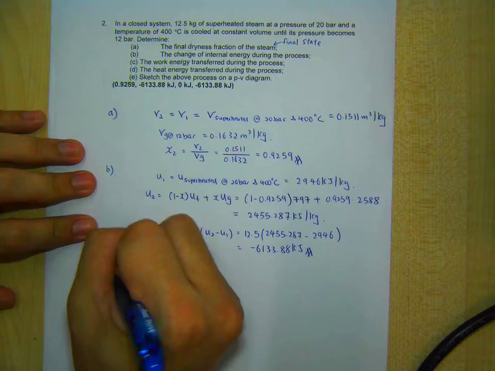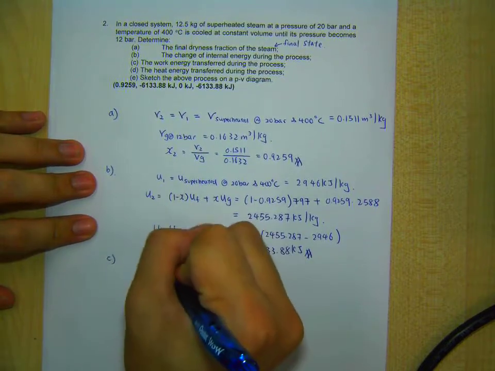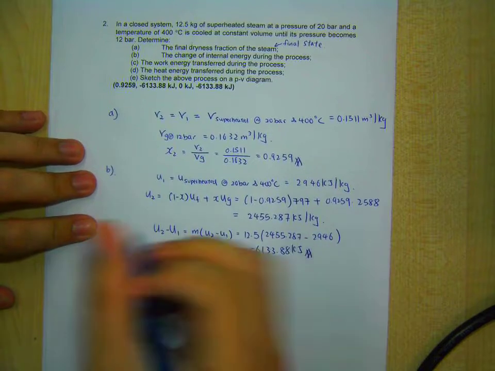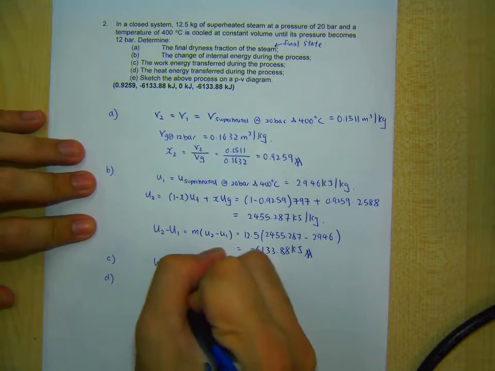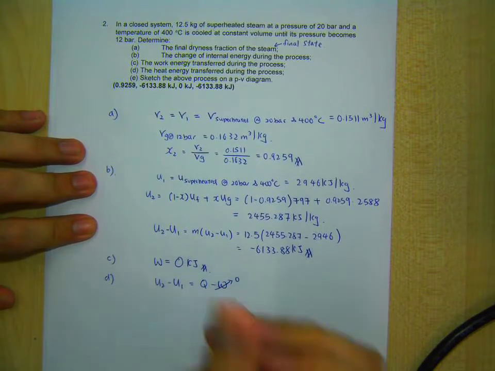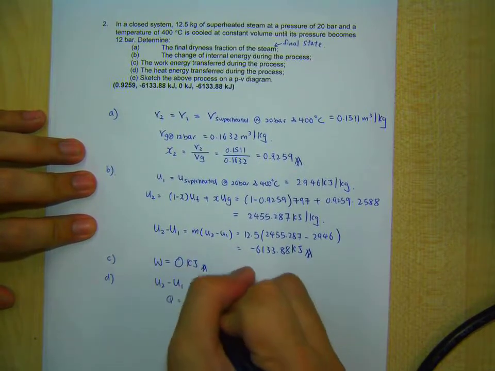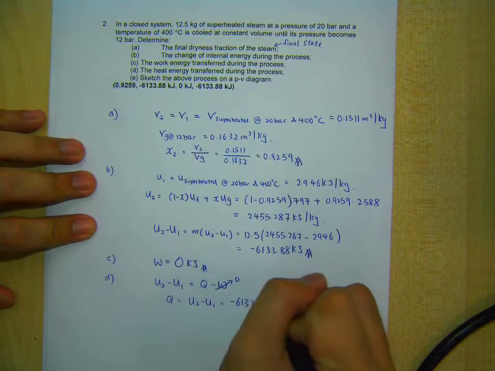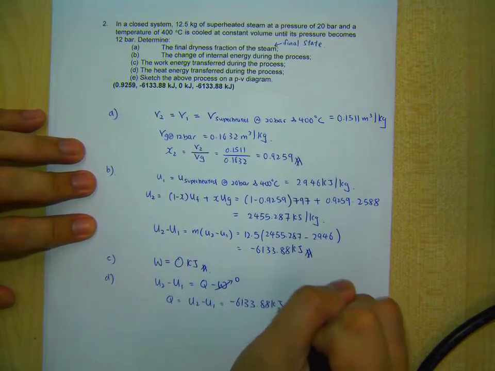Part C, since again it is a constant volume process, work done will be 0. U2 minus U1 is equal to Q minus W. So W is 0, and Q will be U2 minus U1, which gives us back our negative 6133.88 kilojoule.